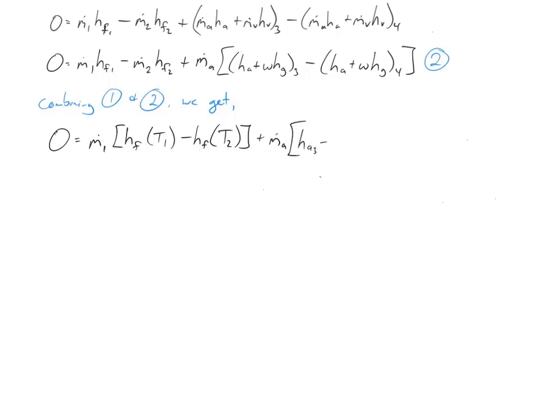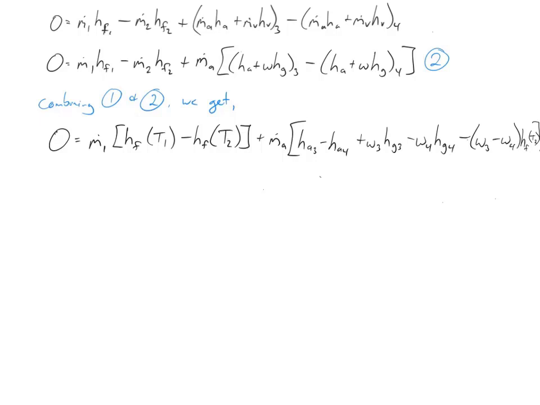So we get the enthalpy of the air at state 3 minus the enthalpy of the air at state 4, plus the humidity ratio at state 3 times the saturated vapor value at state 3, minus the humidity ratio at state 4 times the saturated vapor value at state 4, minus the quantity of our humidity ratio at state 3 minus the humidity ratio at state 4, and all that times the saturated liquid value at temperature at state 2. All right, so now we just need to put all those values in.